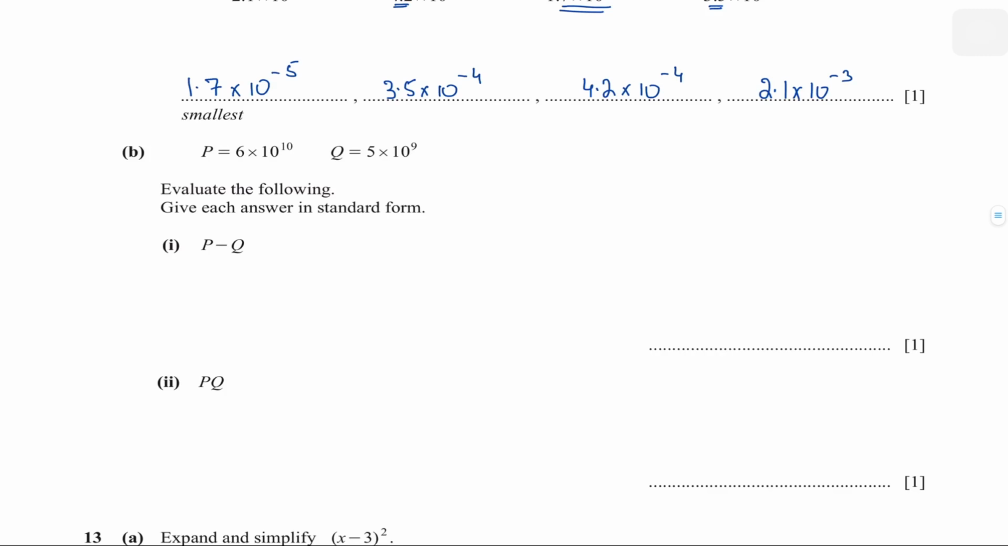Evaluate the following, give each answer in standard form. So in part 1, we have to subtract these two. That means 6 times 10 raised to the power 10 minus 5 times 10 raised to the power 9.